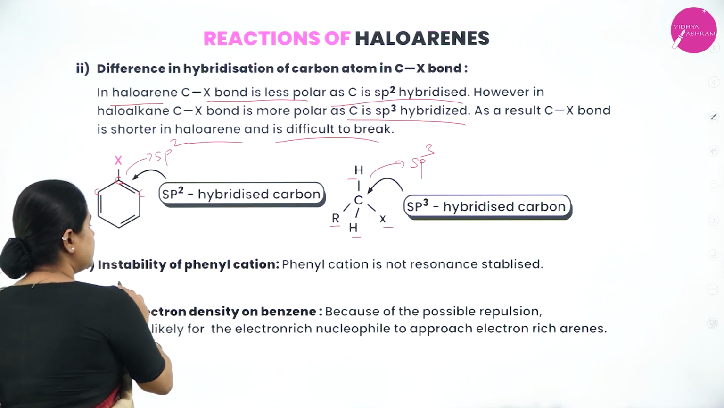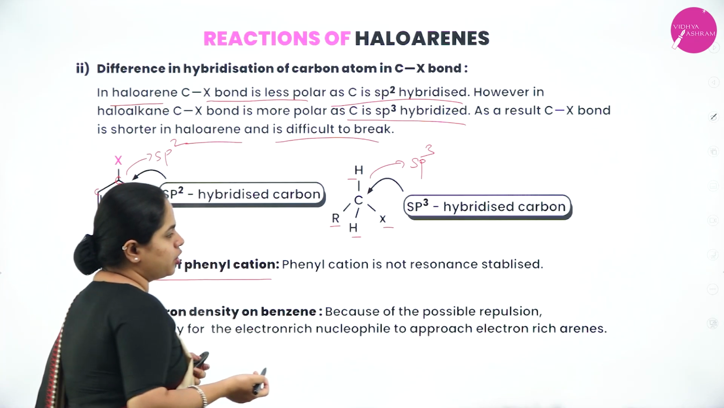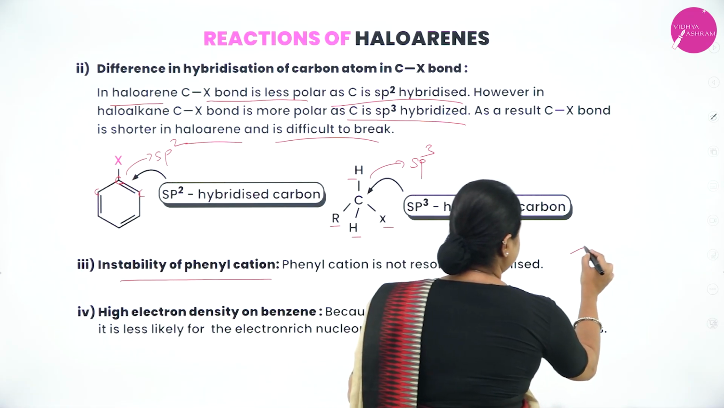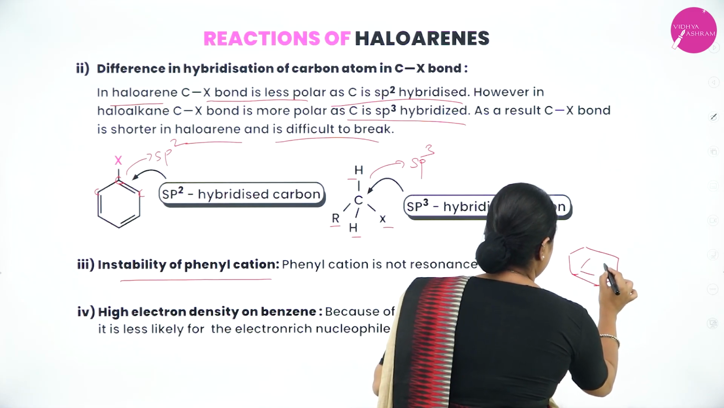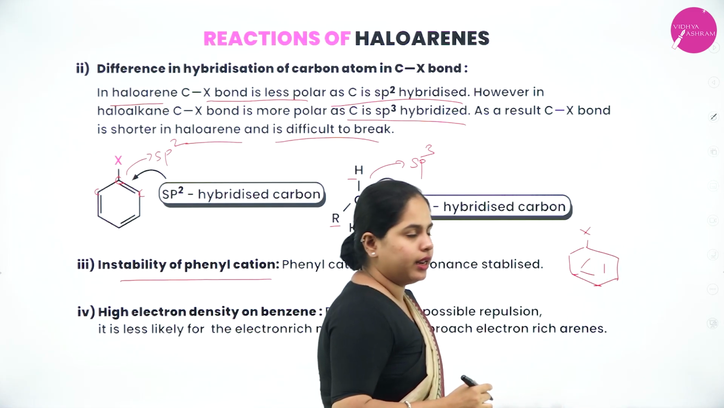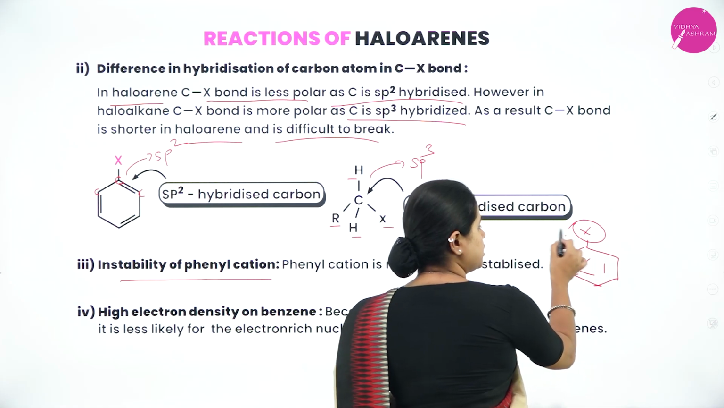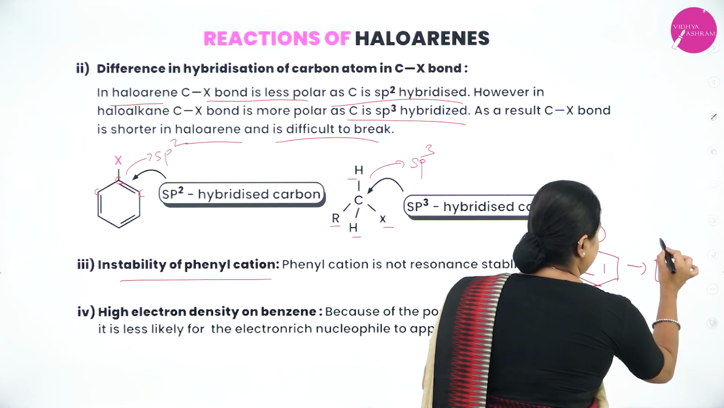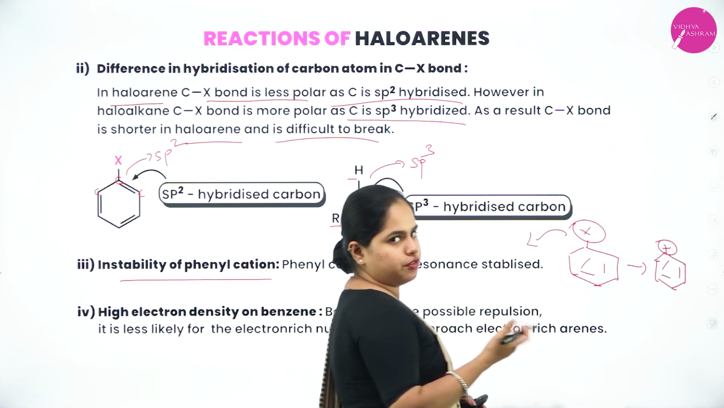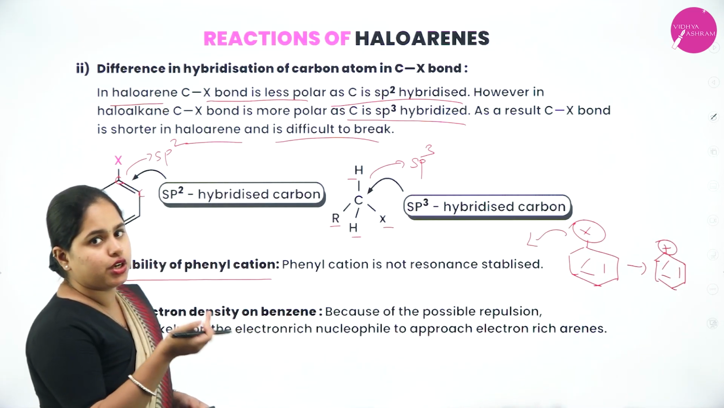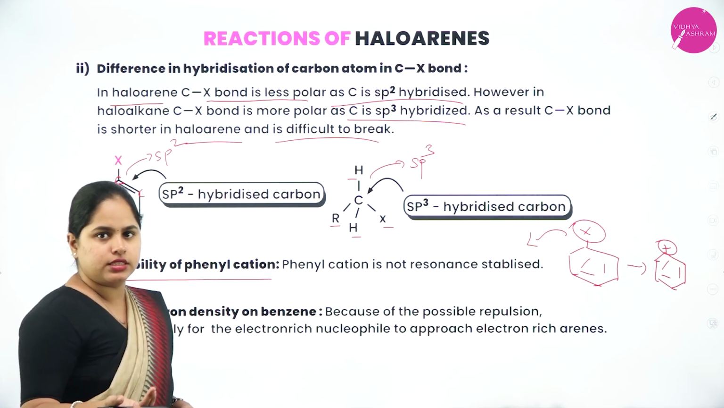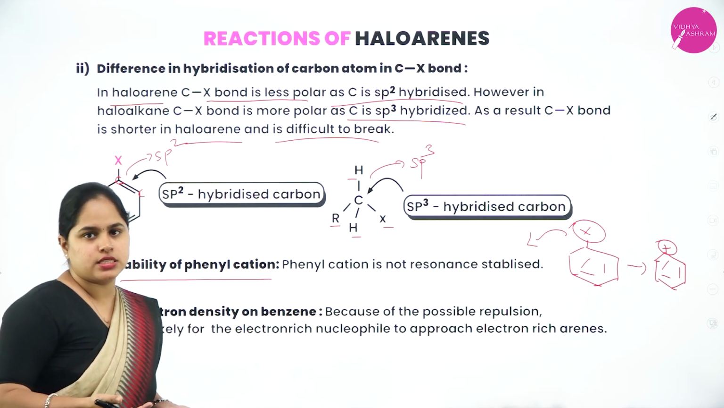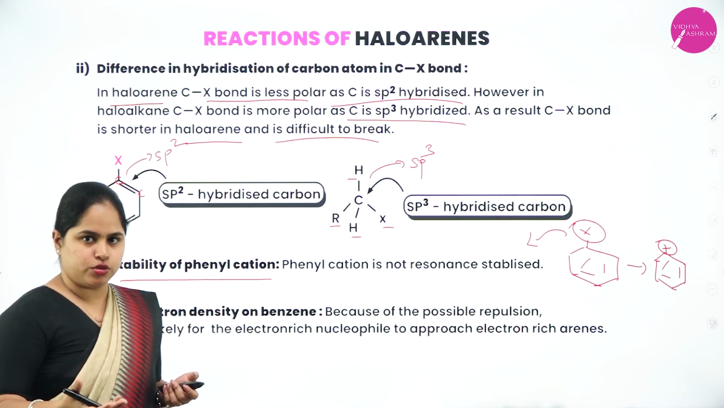Now, the next one is instability of phenyl cation. Phenyl cation is not resonance stabilized. So, what is phenyl cation? As you can see here, this is the haloarene, right? From this haloarene, if this halogen is removed, what will happen? When the halogen is removed, a phenyl cation will be formed. So this is called a phenyl cation. Now this phenyl cation will not be resonance stabilized, hence it is not showing resonance. So that will be another reason for the less attraction towards nucleophilic substitution reactions.